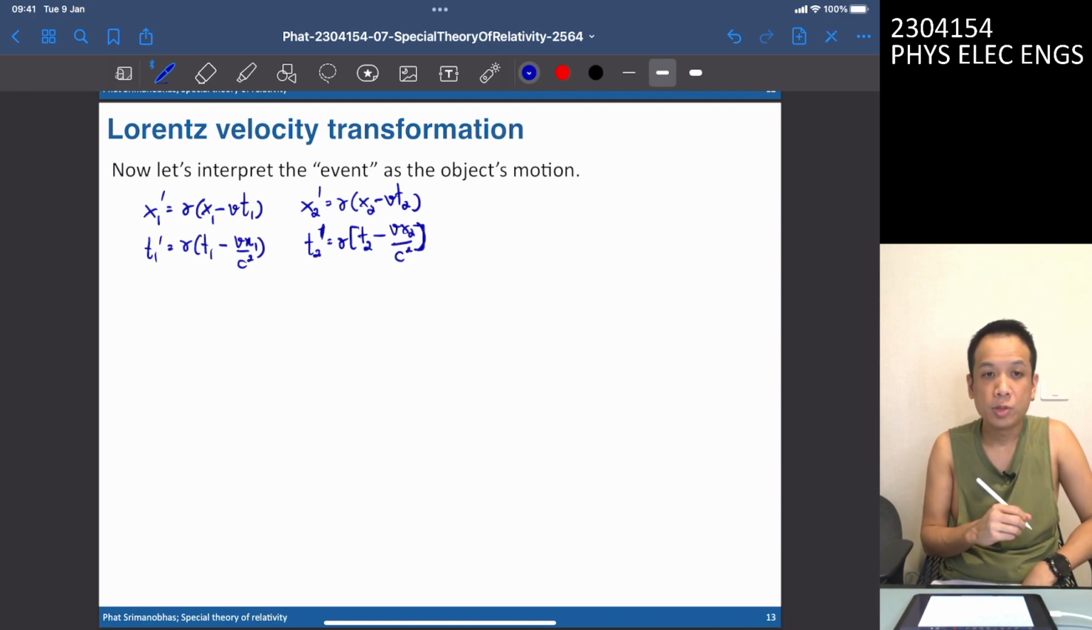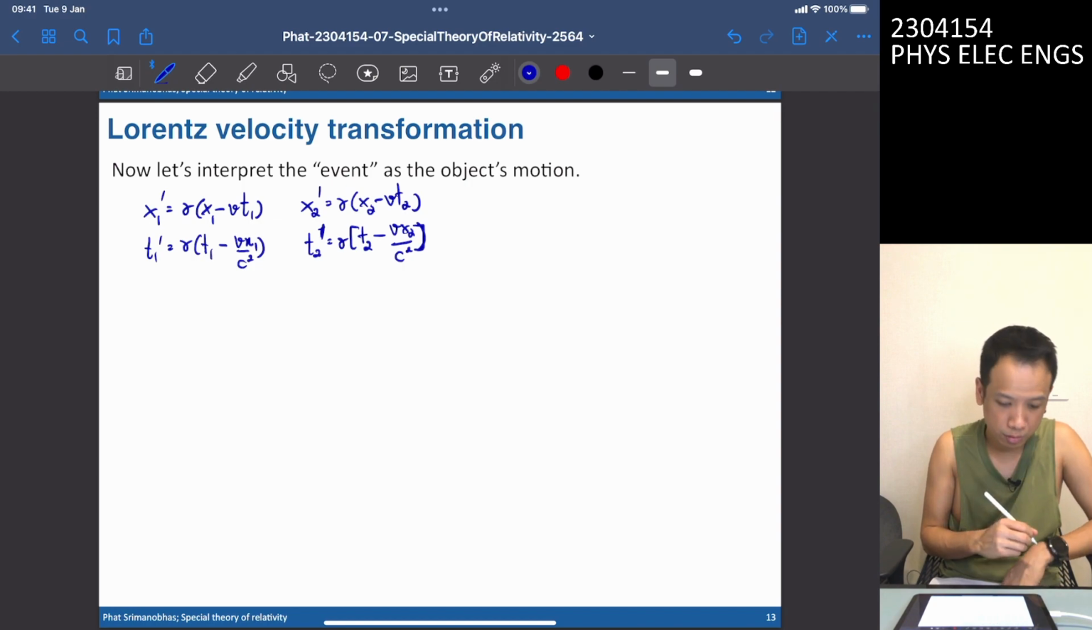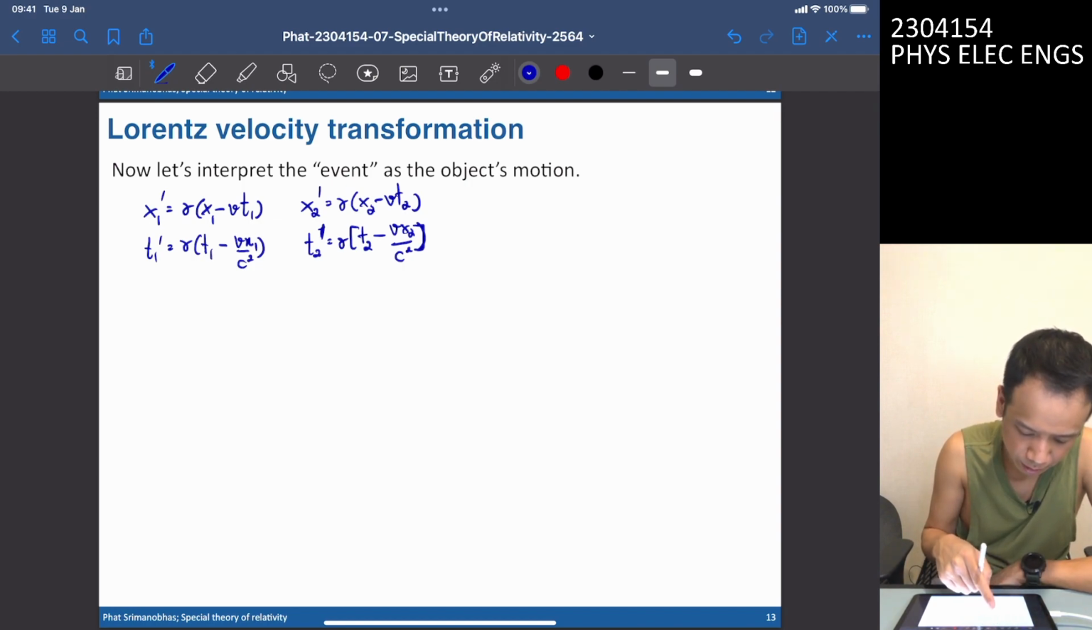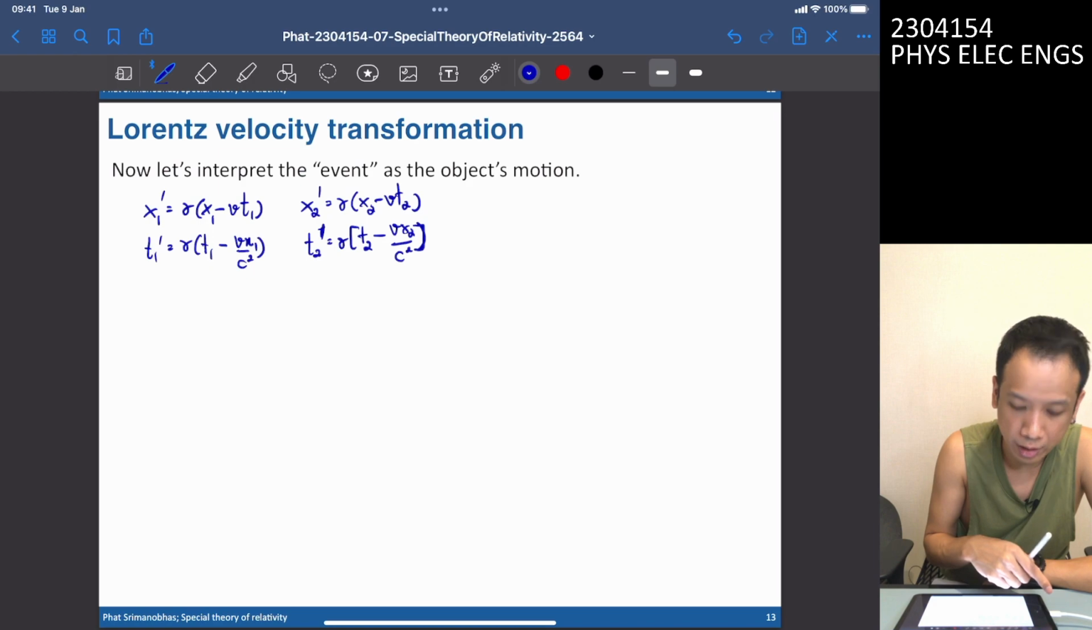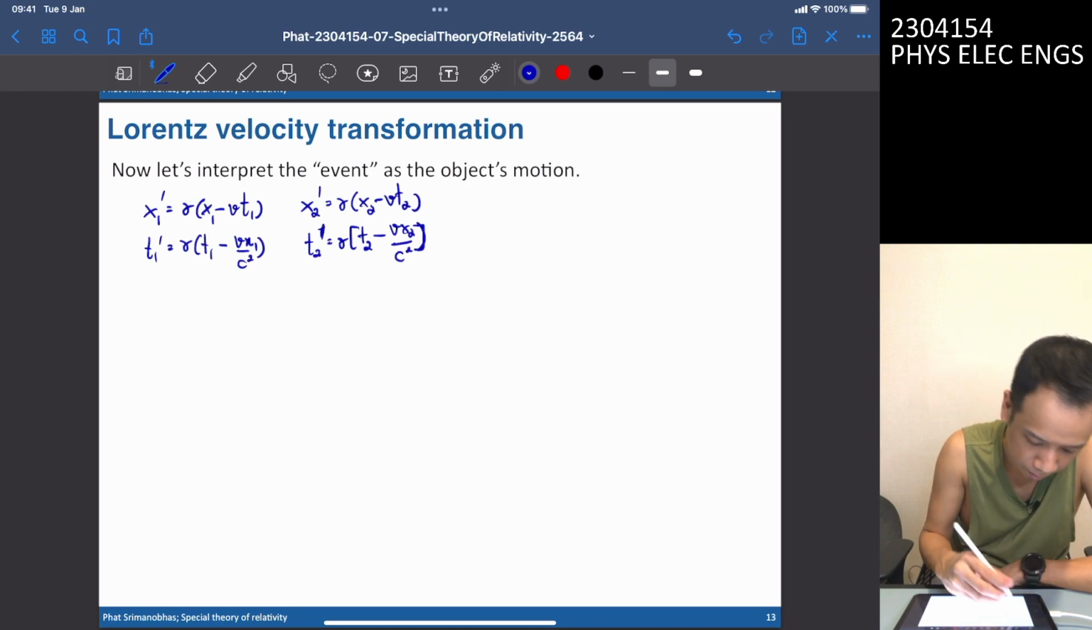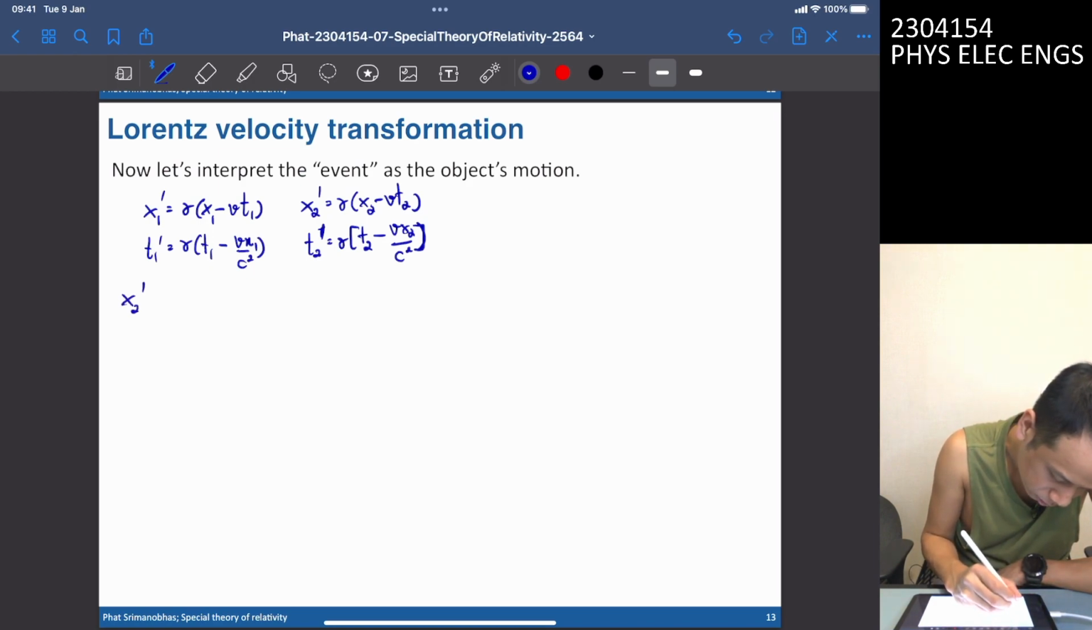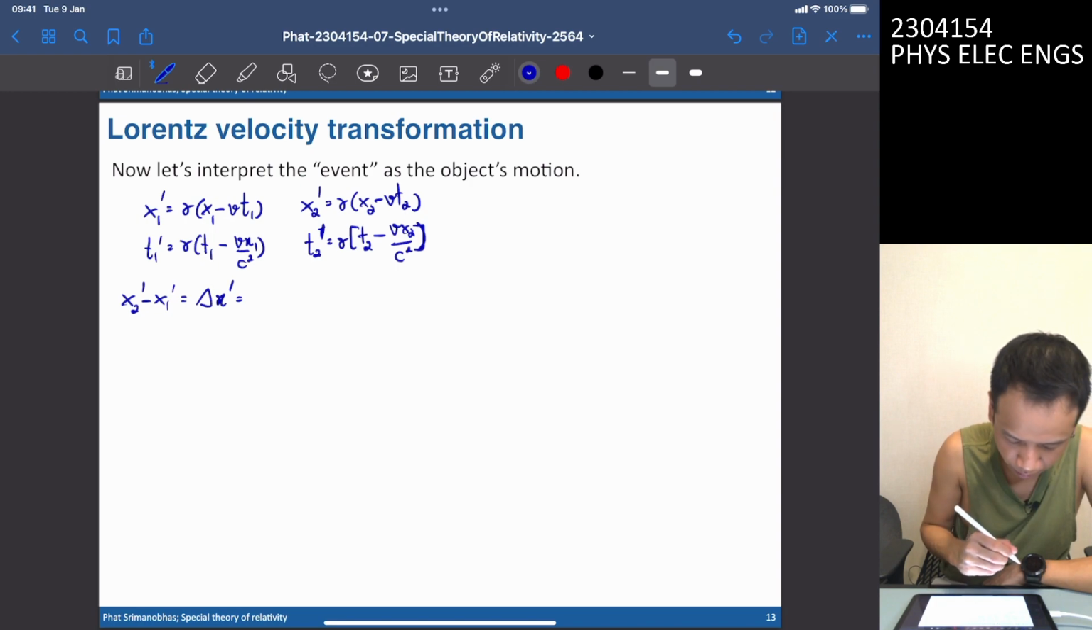Now you want to see the difference. You do x2 prime minus x1 prime, which we call delta x prime. What is it? It's gamma (delta x minus v delta t).